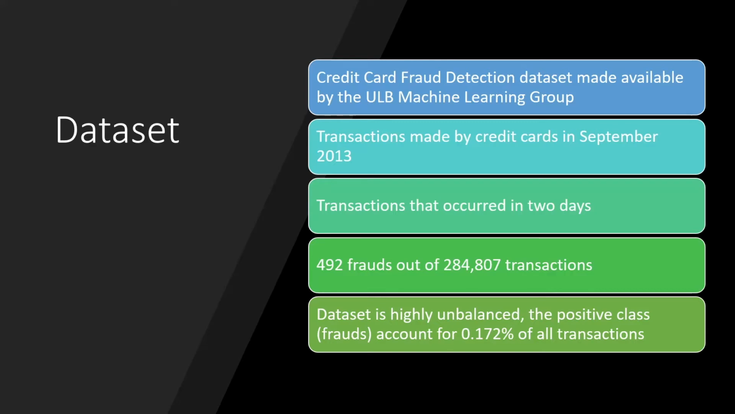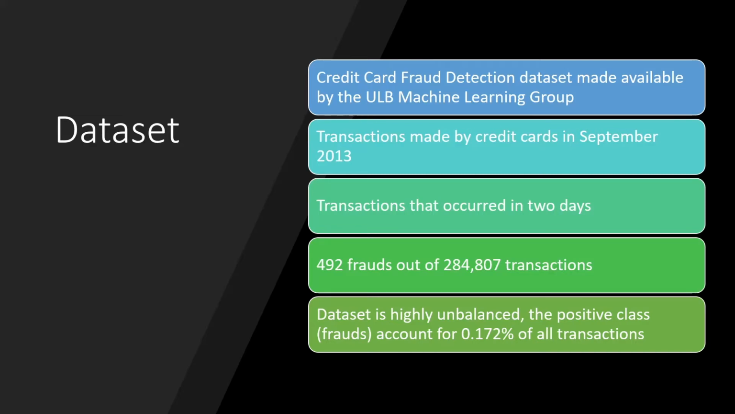Google Colab is software by Google, a web notebook that you don't need to install any software on your computer for. You can just open it online and use it. The transactions made by credit card in this data set are from September 2013. We have the transactions from 2 days, with 492 frauds out of a total of 284,000 transactions.